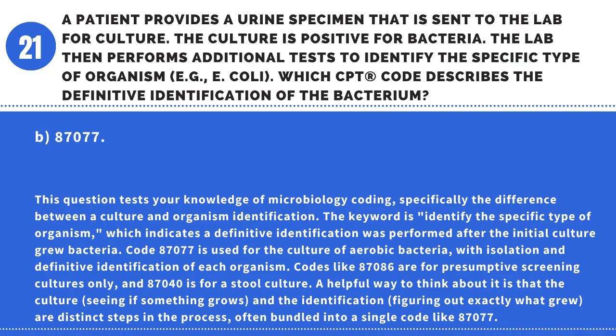A helpful way to think about it is that the culture, seeing if something grows, and the identification, figuring out exactly what grew, are distinct steps in the process, often bundled into a single code like 87077.